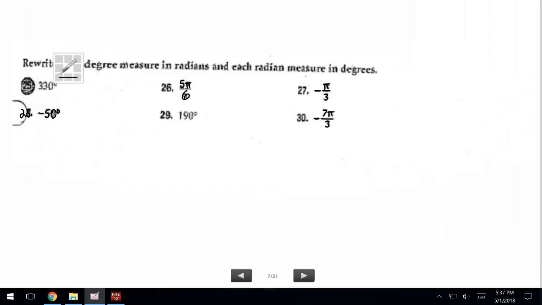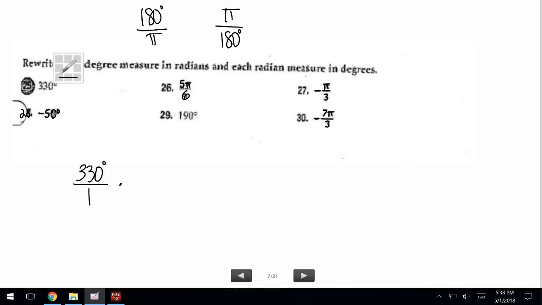All right, so let's look at 25. 25 says 330 degrees. The first thing that you have to do is you have to make it a fraction. To make anything a fraction, you put it over 1. And you had 2 options, guys. You had 180 over pi, or you had pi over 180. Those are the only 2 options you have, okay?